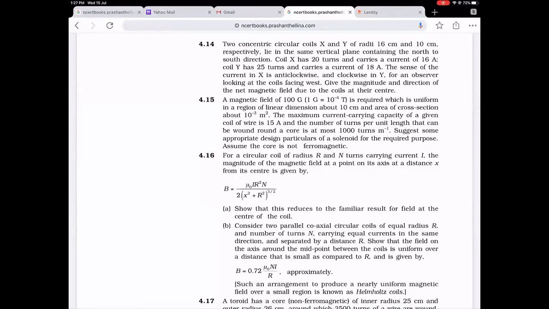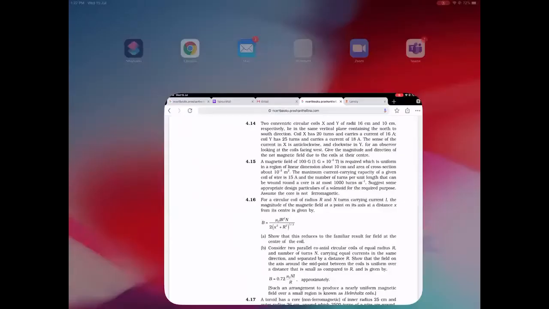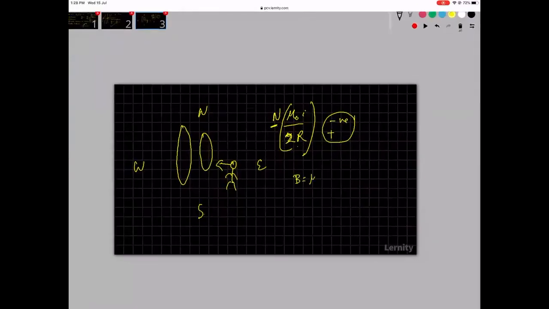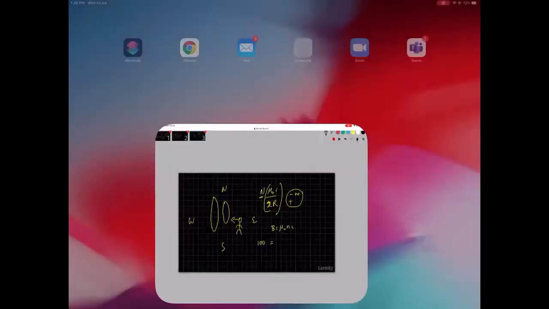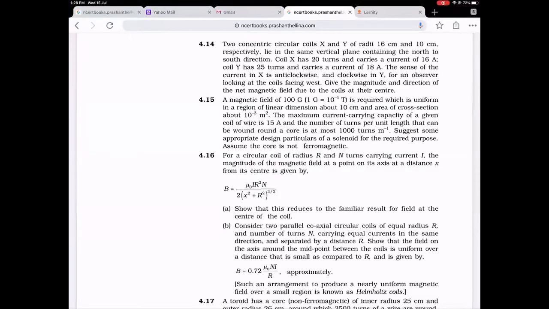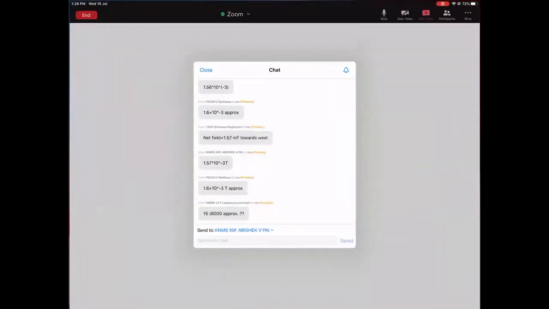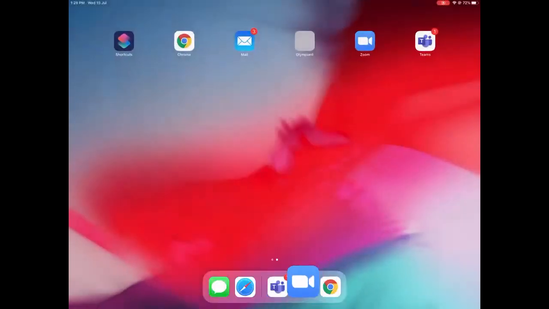Suppose I use all these dimensions as it is, that it should have linear dimension of about 10 centimeters and the area of cross section is this much. So my magnetic field B is equal to mu naught N into I. B is given to me as 100, sorry, I forgot the units, it is 100 Gauss. So 1 Gauss is 10 power minus 4 Tesla. So we will get how much?